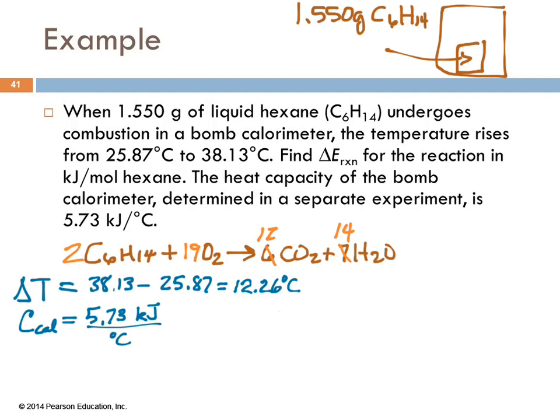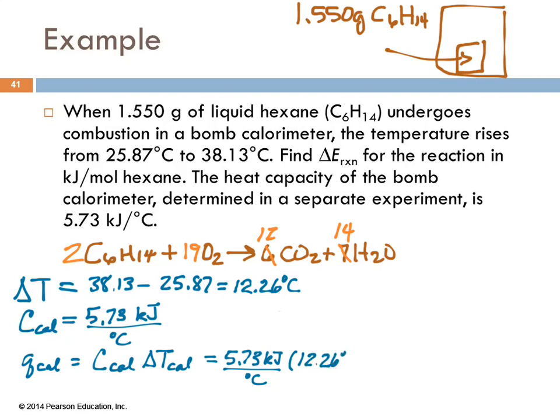So if we just think about units, how much energy did it take to heat up the calorimeter? If we just look at this number with kilojoules per degree Celsius and this number, what could we do to get kilojoules out of that? Just multiply them, right? So Q for the calorimeter is going to equal C for the calorimeter times the change in temperature of the calorimeter. So that's 5.73 kilojoules per degree Celsius times 12.26 degrees Celsius.